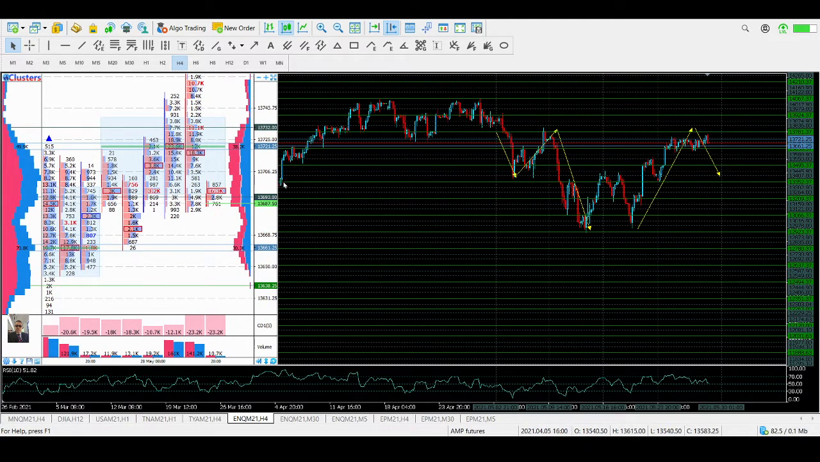So that's the 4-hour price chart. Let's have a look at the 30-minute chart.